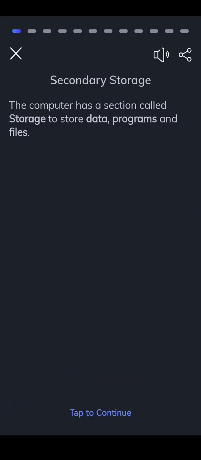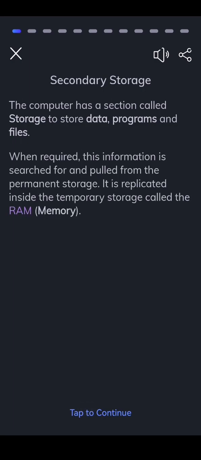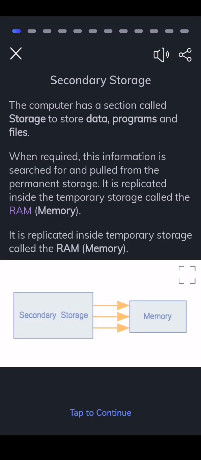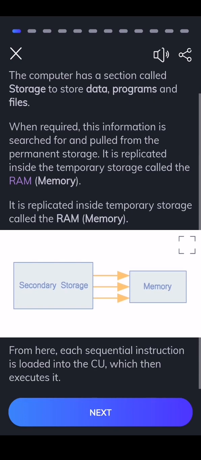The computer has a section called storage to store data, programs and files. When required, this information is searched for and pulled from the permanent storage. It is replicated inside the temporary storage called the RAM, memory. From here, each sequential instruction is loaded into the CU, which then executes it.